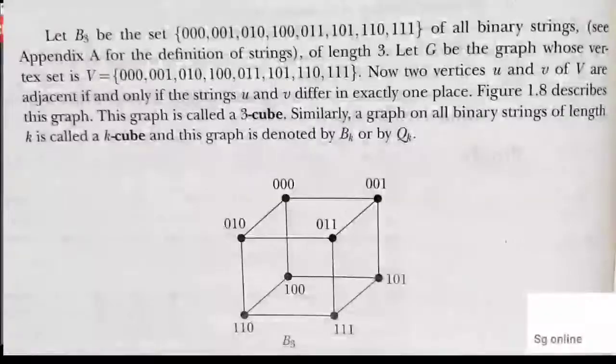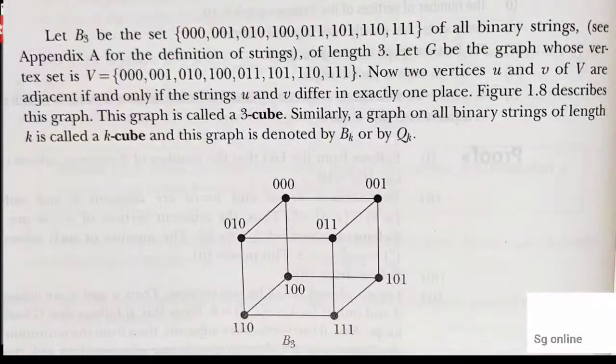They are differing in exactly one place, that is, they are common in 2 places. Look at 0, 0, 0 and 0, 0, 1. You see that both the first 2 zeros are common and it is differing in the 3rd place. So they have an edge between them.